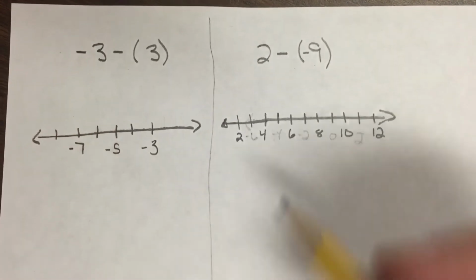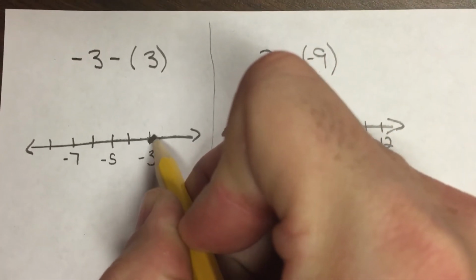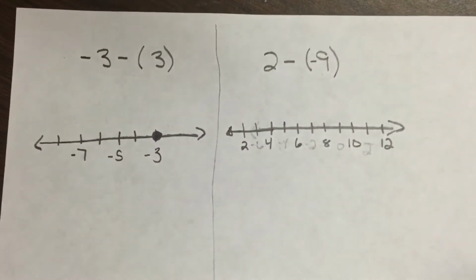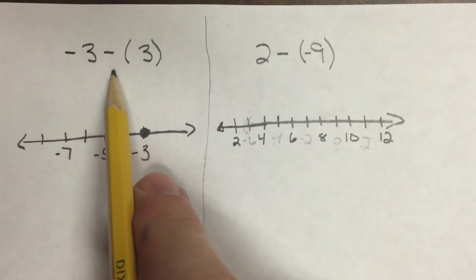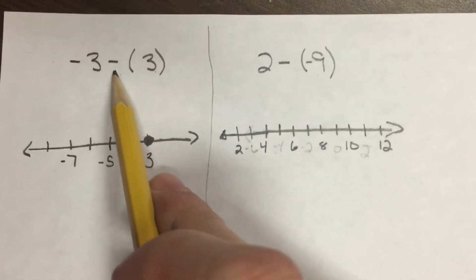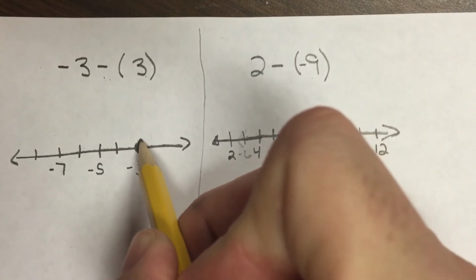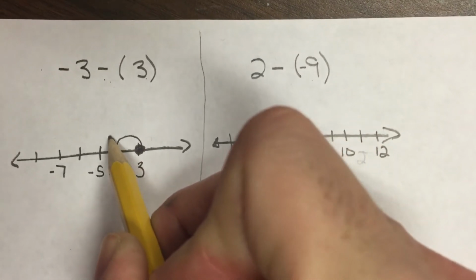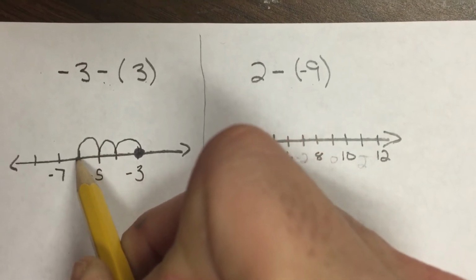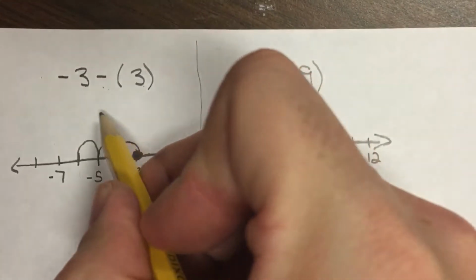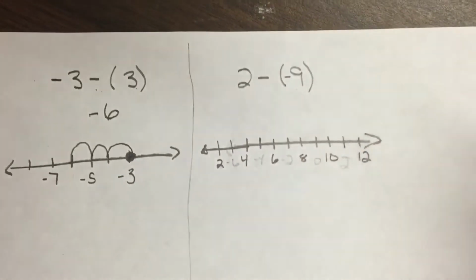If I go to graph this, I think -3 is right here, and I'm going to be subtracting 3. Well, subtracting tells me that I need to be going left, and that tells me go left 3 spots. 1, 2, 3. So I end up right here at -6.